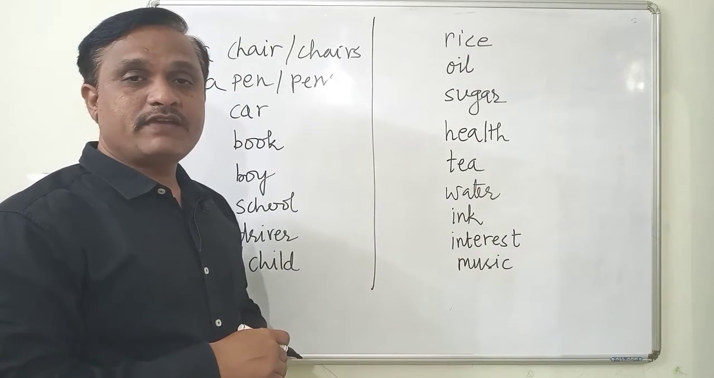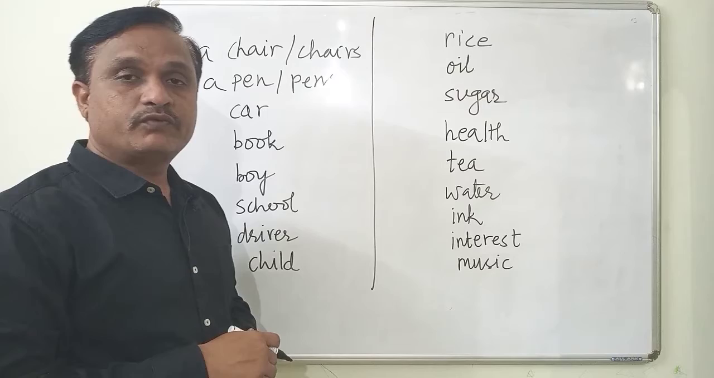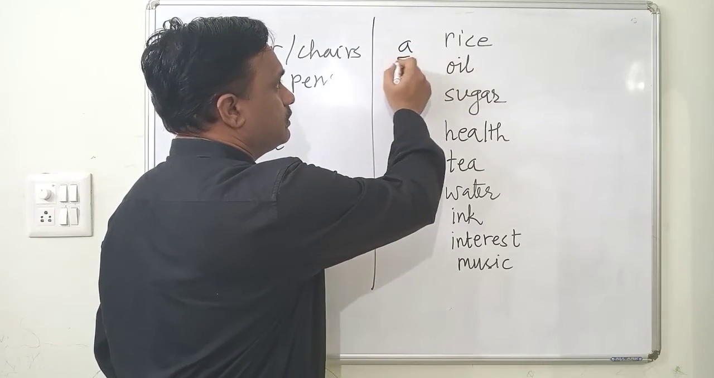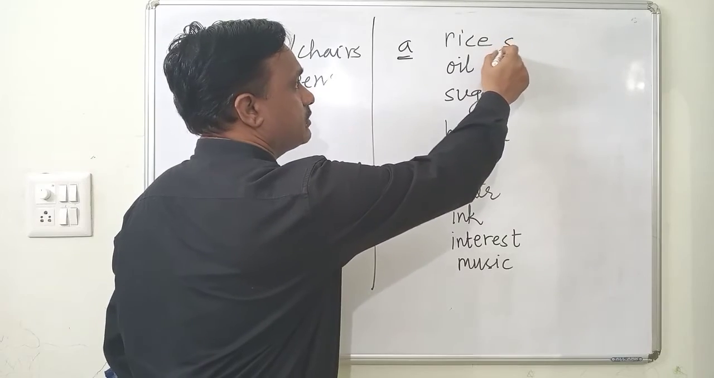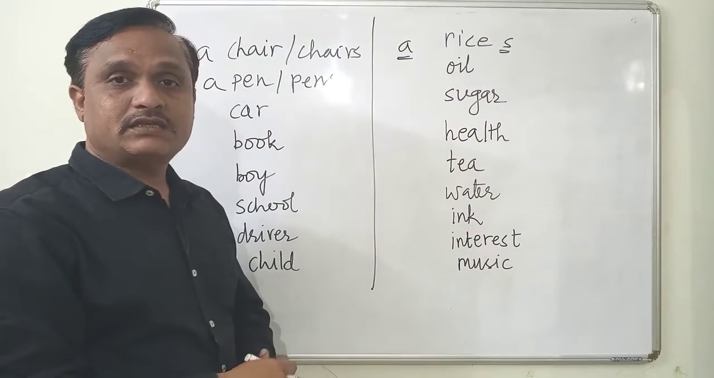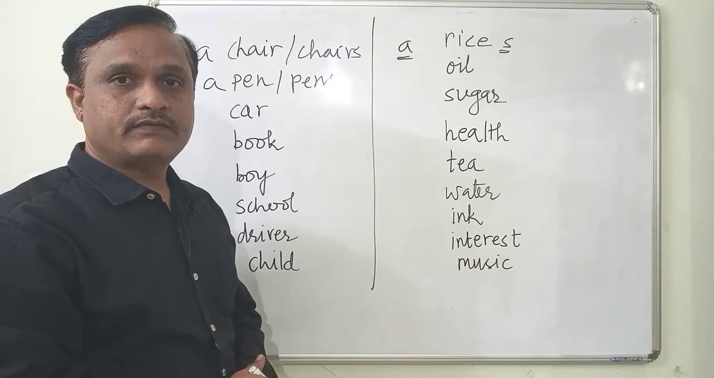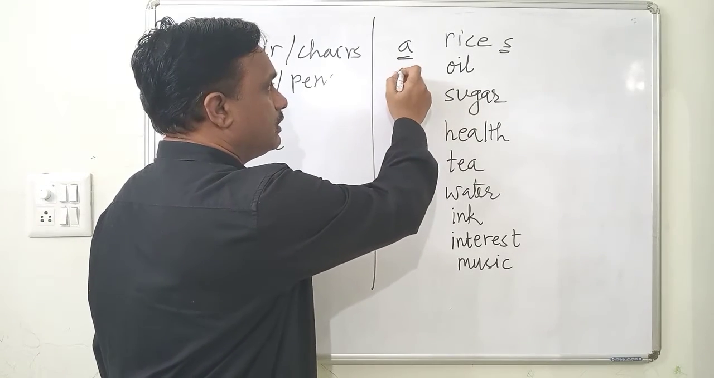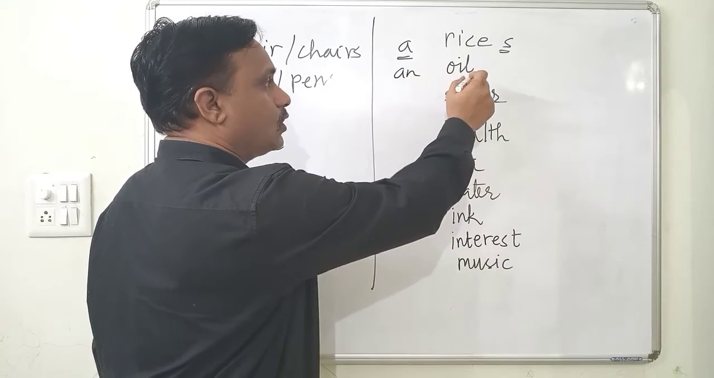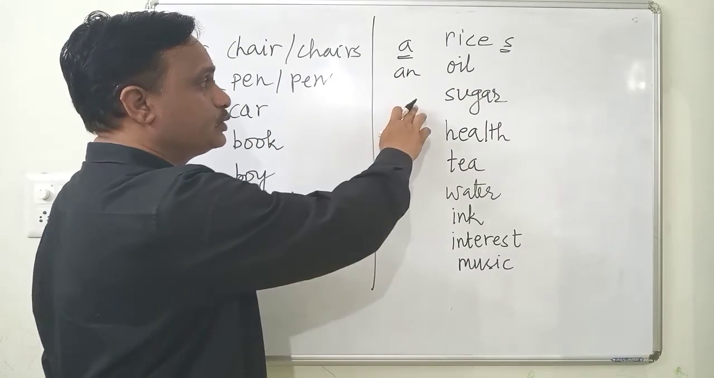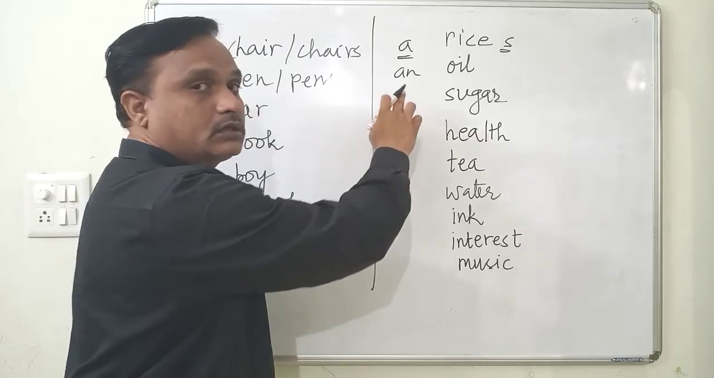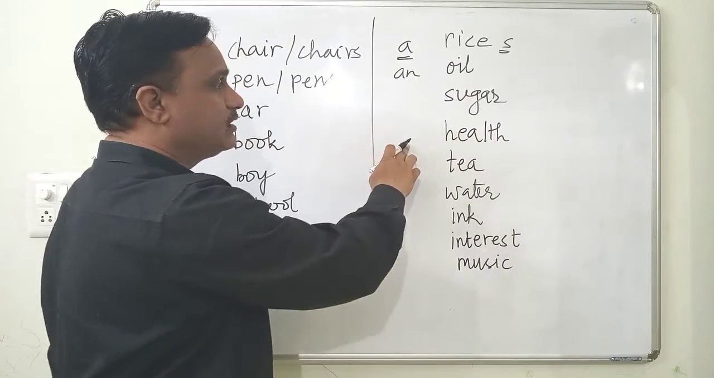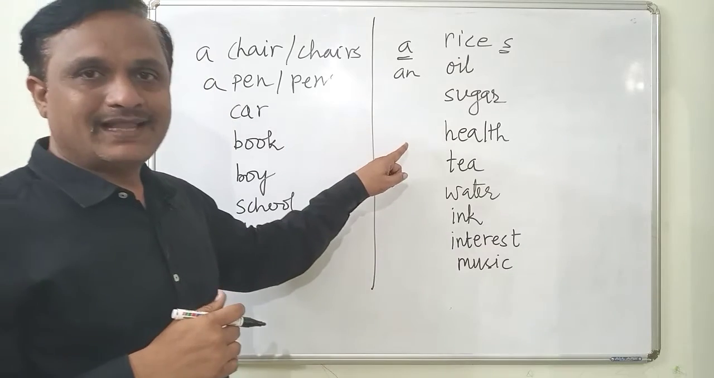Rice. Can we say a rice? Or can we say rices? Can we add a, or add s and make it plural? Rices. Have you ever heard rices? No. Here again, oil. An oil or oils? No. Sugar. A sugar, one sugar? No. Sugars? No. Health. A health or healths? No.